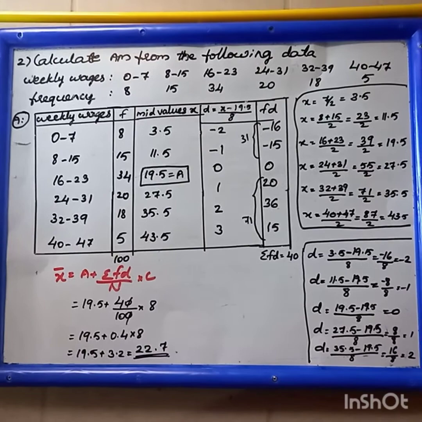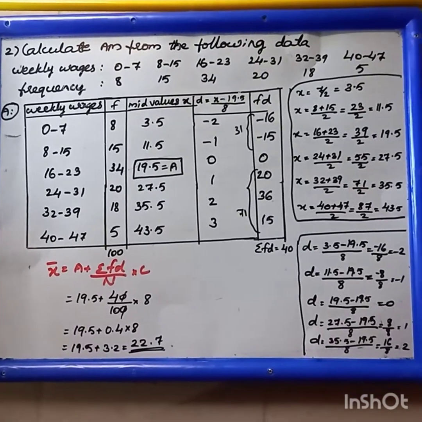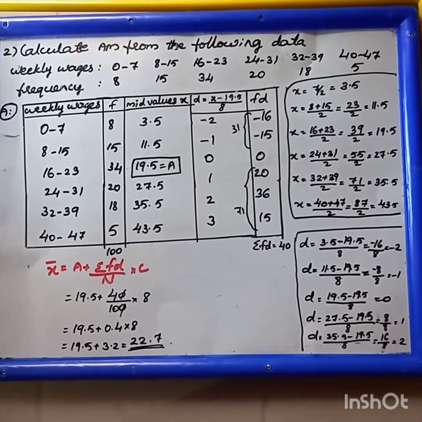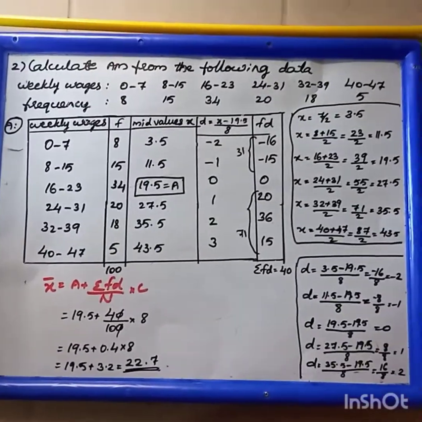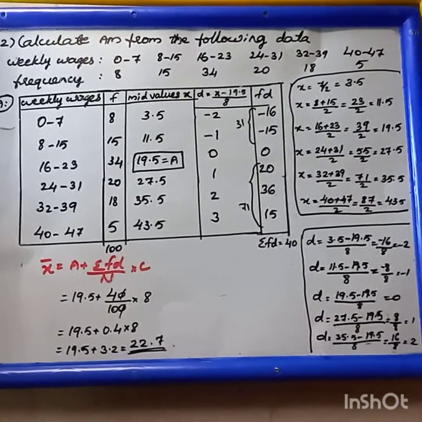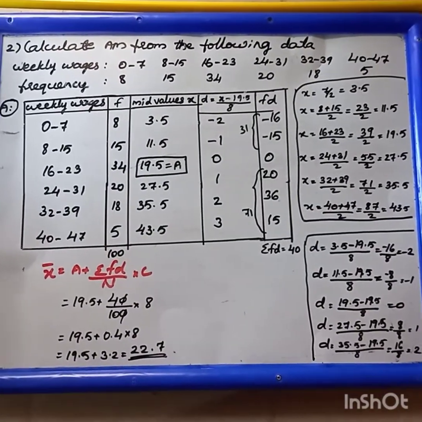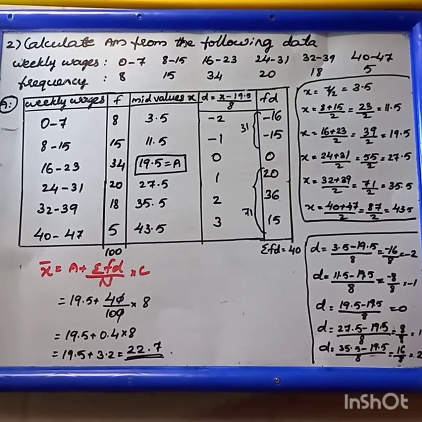Second question, calculate arithmetic mean from the following data. Weekly wages 0 to 7, corresponding frequency 8. Weekly wages 8 to 15, corresponding frequency 15. 16 to 23, corresponding frequency 34.